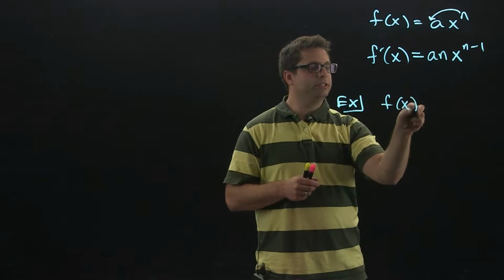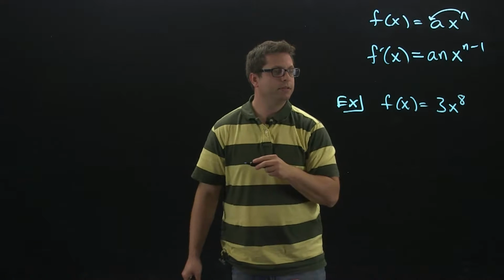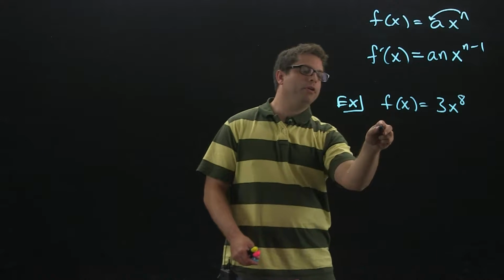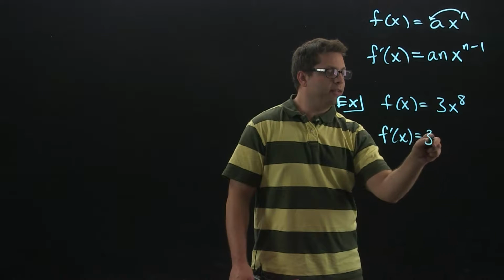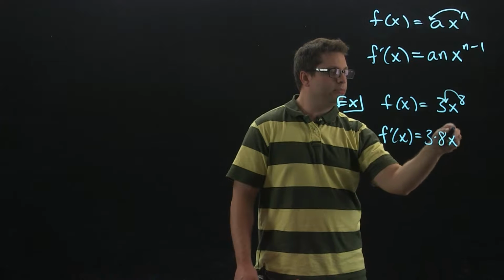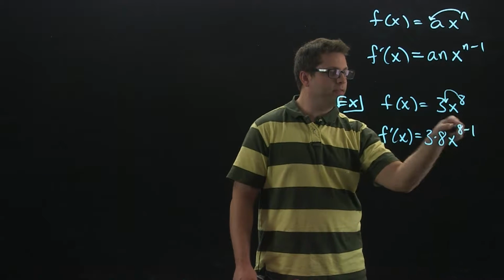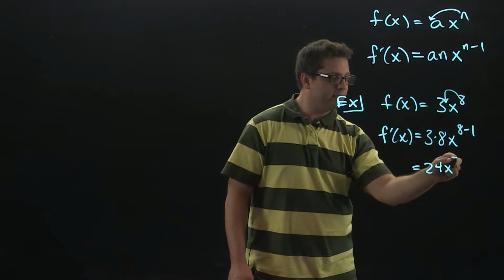let's take the function 3x to the 8th. All right, if you wanted to show all your work, what you'll do is bring the 8 down, and then subtract 1 off the exponent. So you can even write 8 minus 1, and that would give us 24x to the 7th.